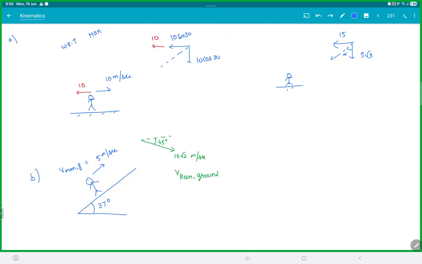I hope that part was clear. So tan alpha is opposite side over adjacent, 15 by 5 root 3. This is root 3. Alpha is 60 degrees. Right, Karthik. So even though the rain was falling at 30, he thinks the rain is falling at 60.